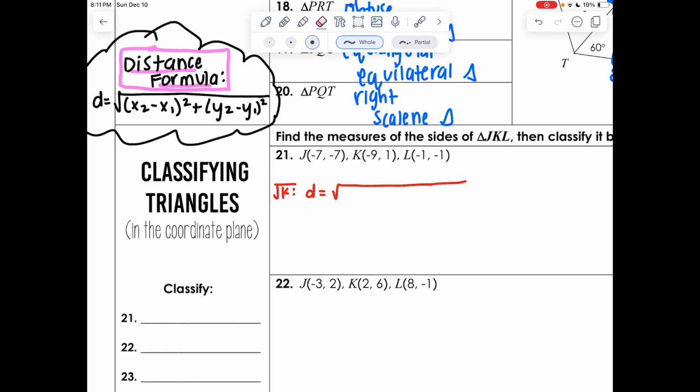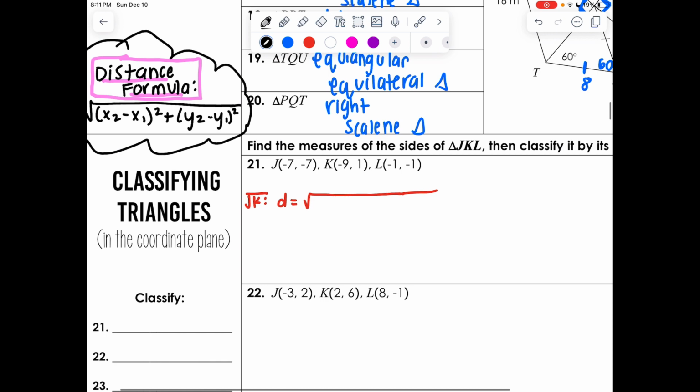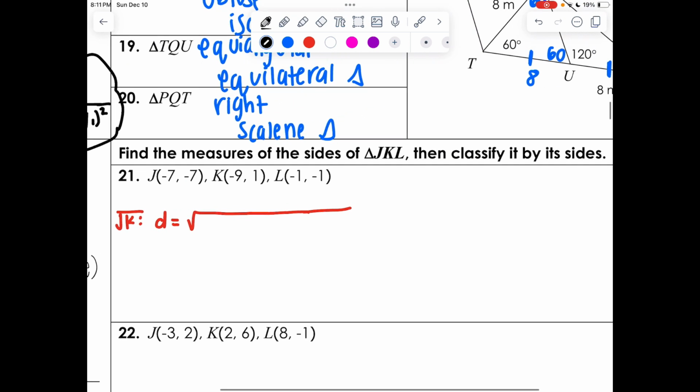I had to stop the video because I did the next two problems, and I messed up on one of them. And I don't know how to go back and change it. I knew I messed up, I just didn't know where. So I had to go back. So let's do this. Go ahead and write the distance formula down. And then essentially what we're doing is we're finding the measures of the sides of triangle JKL.